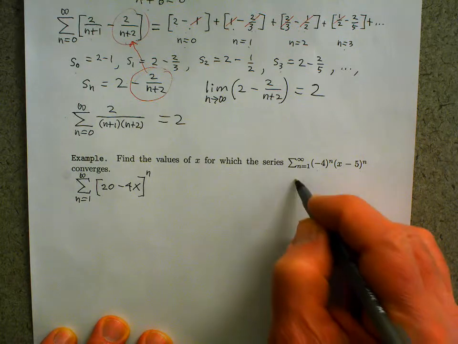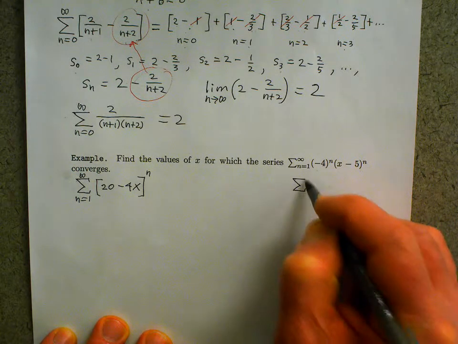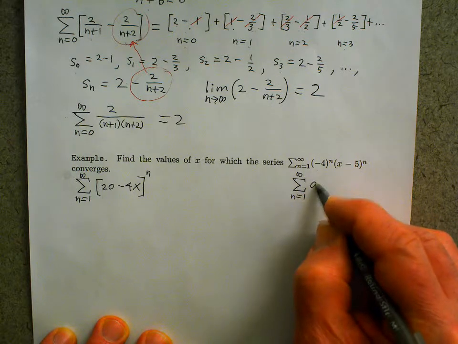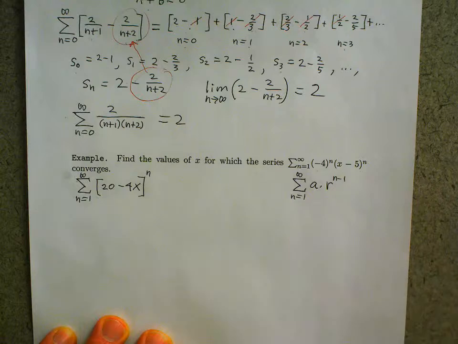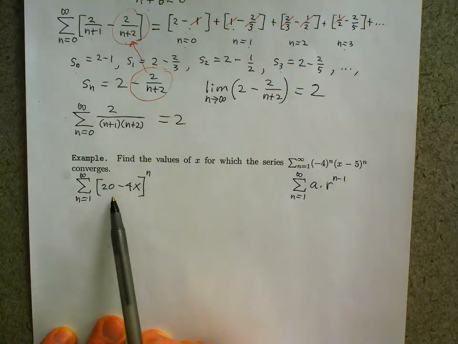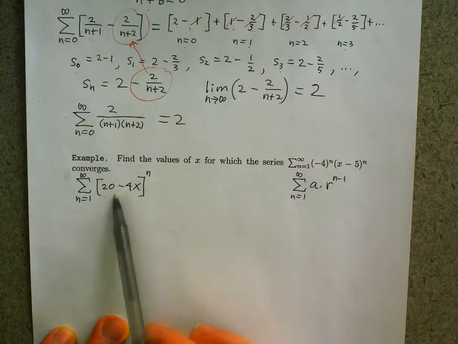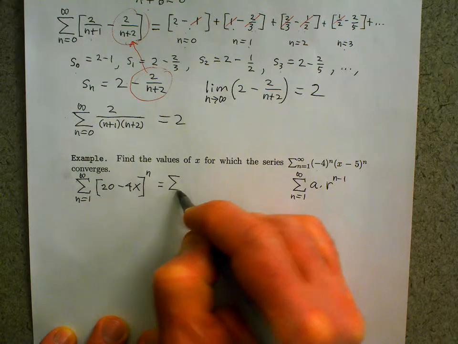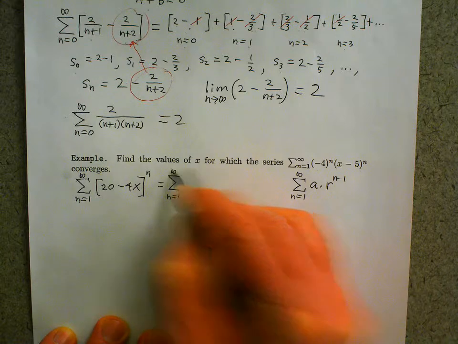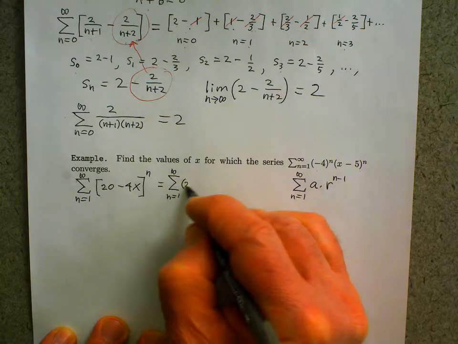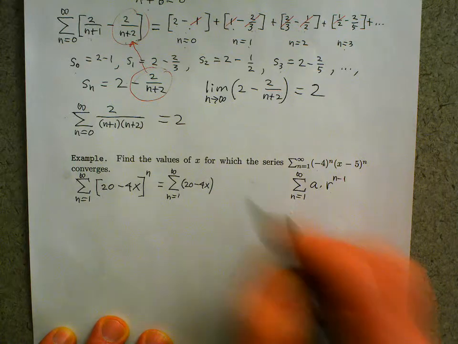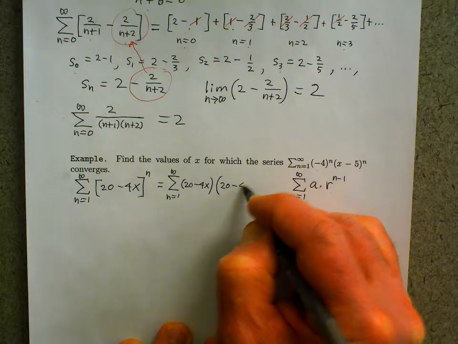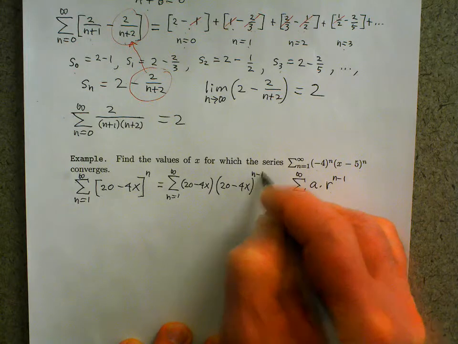Remember the geometric series from n equals 1 to infinity. We want a times r to the n minus 1. So we have r to the n. So we'll just take one of those factors of 20 minus 4x and then multiply that by 20 minus 4x to the n minus 1.